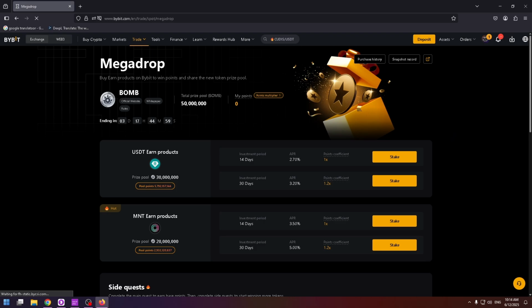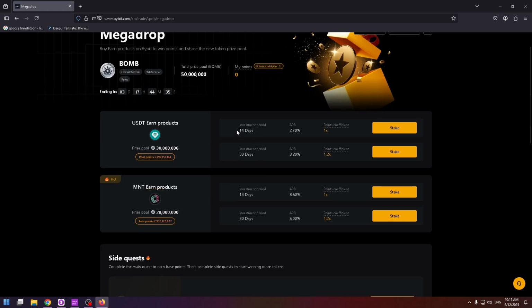Megadrop is very similar to a pool. Here you will also need to contribute your assets and receive coins for it. For example, now you can get bomb coins. But the difference is that here you need to deposit your money to the saving account for a certain period of time, for example 14 days or 30 days.